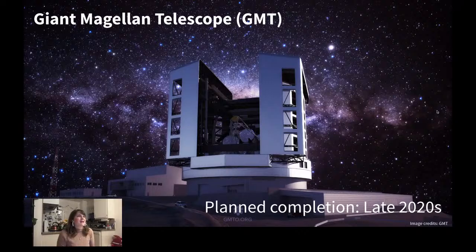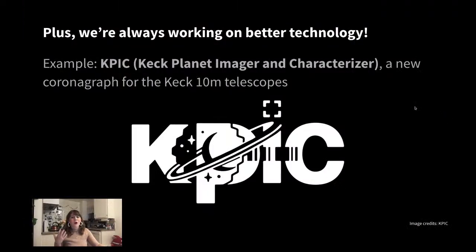And then last but not least, there's the Giant Magellan Telescope, which the US is also a partner in. This one would also be in the south, in Chile. There are multiple international partners on this one too: the US, Australia, Brazil, and South Korea. It's planned for completion also in the late 2020s. So these are all things that are happening in the next decade, hopefully, that should enable a bunch of really cool new science. Plus, we're always working on better technology for the instruments and telescopes we already have.